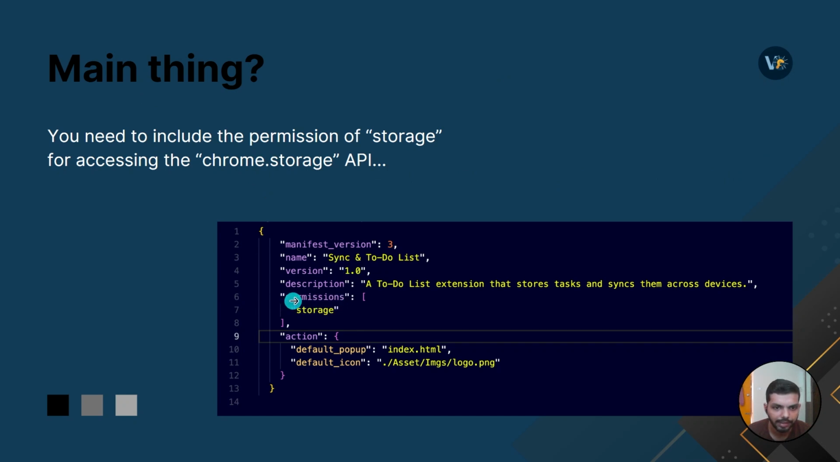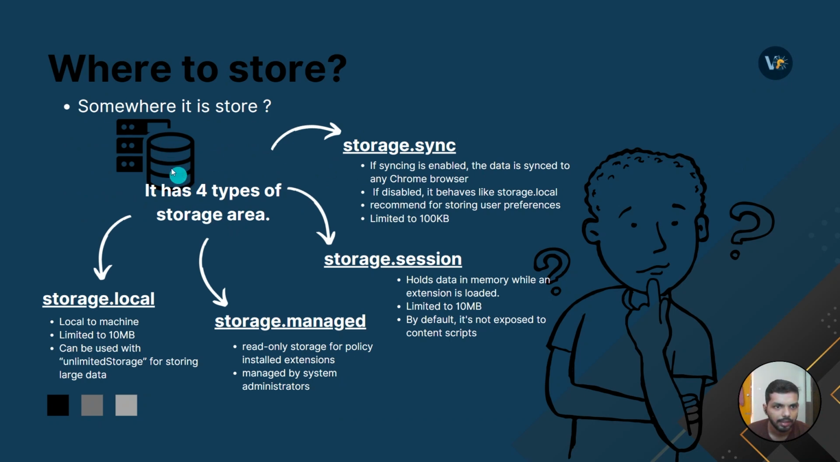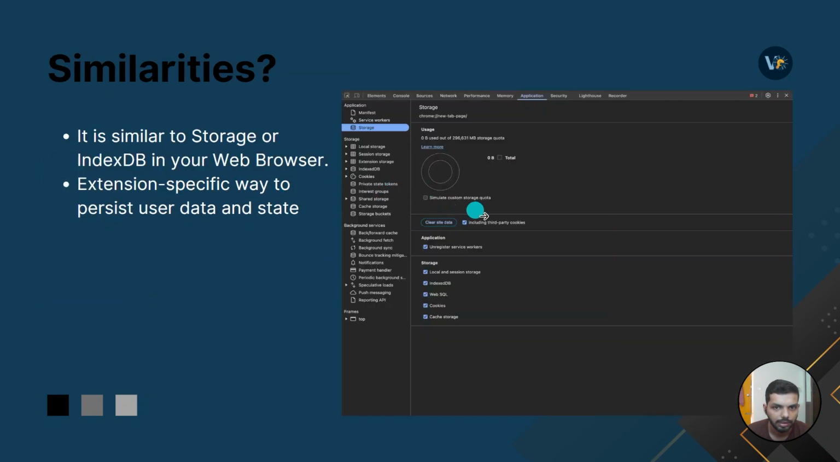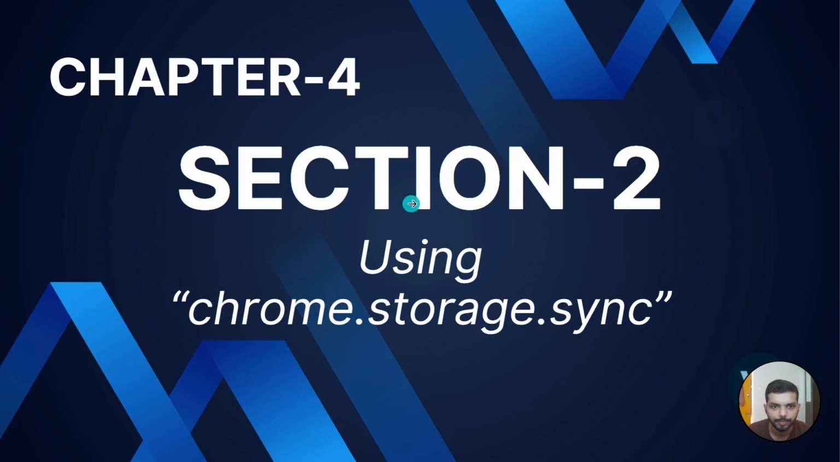For that we need to include the permissions, and inside the permissions we need to write storage. Then we compared this storage with the other types of storage that are available, and we saw how many types of storage there are and how we can use them.